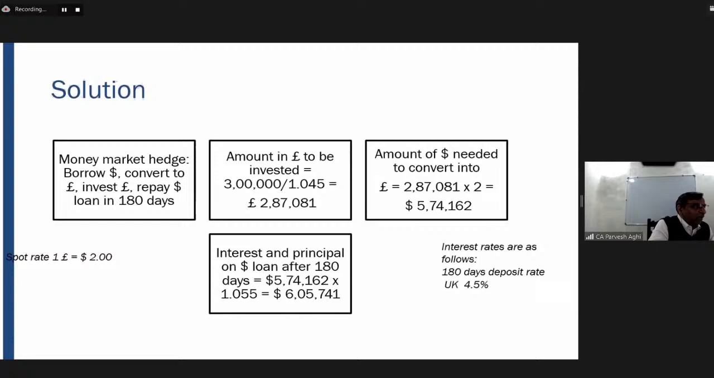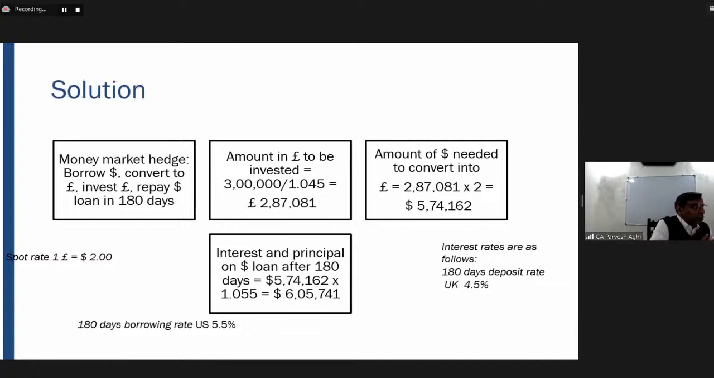So since you have to borrow $5,74,000, $162,000 in US, and you have to pay say 5% rate of interest, the 180 days borrowing rate is 5.5. So the amount will grow to 6,05,741. This is the money eventually you have to pay in terms of dollars in America. So this is your dollar outflow in money market hedge.